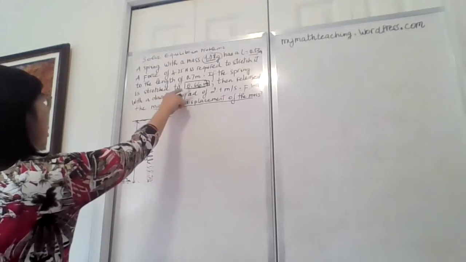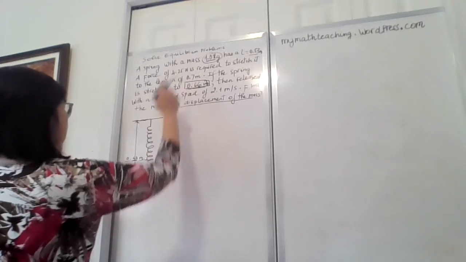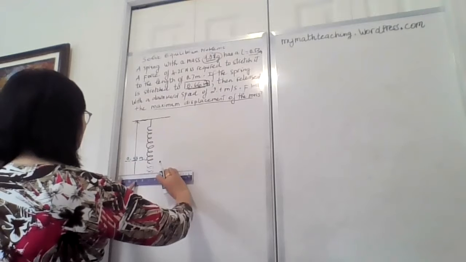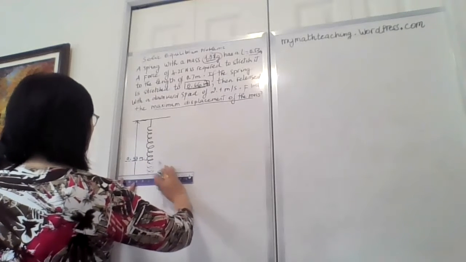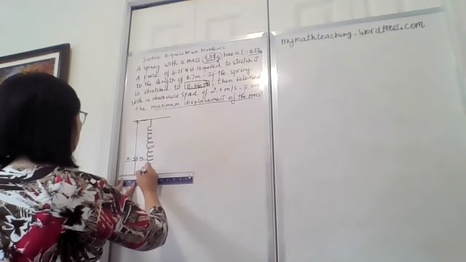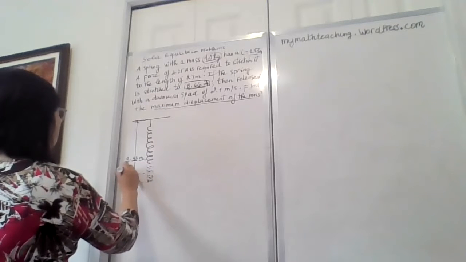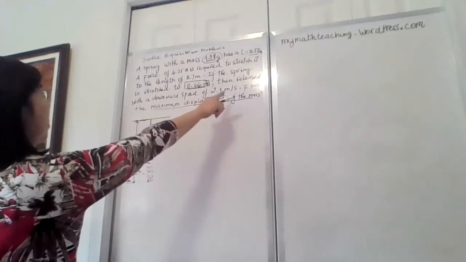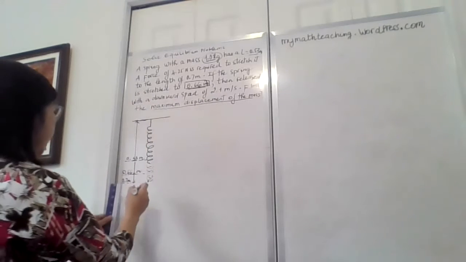If the spring is stretched to 0.66 meter, which is a little bit less than this, so let's say the spring is stretched up to here, and at this level is 0.66 meter, then released with a downward speed of 2.1 meter per second.